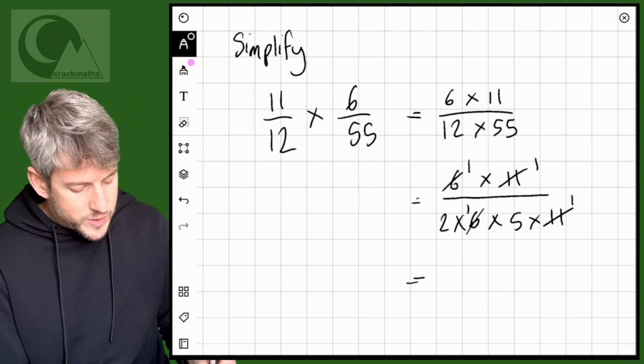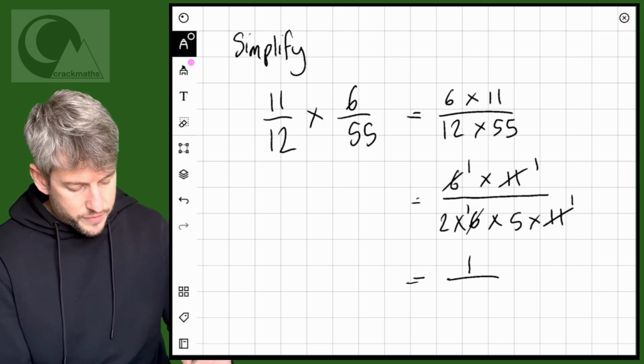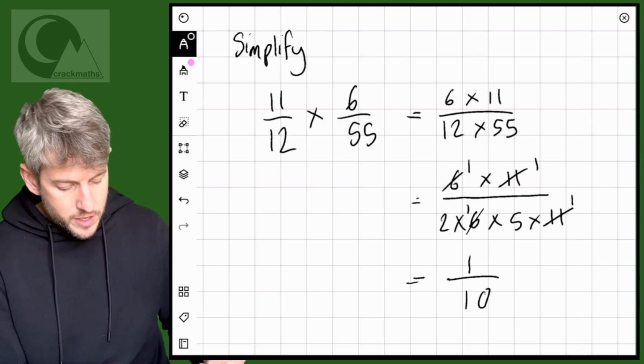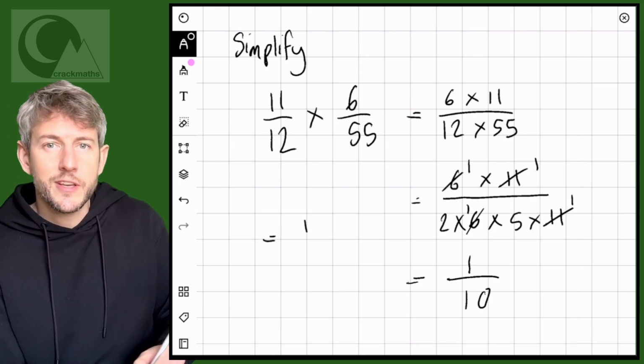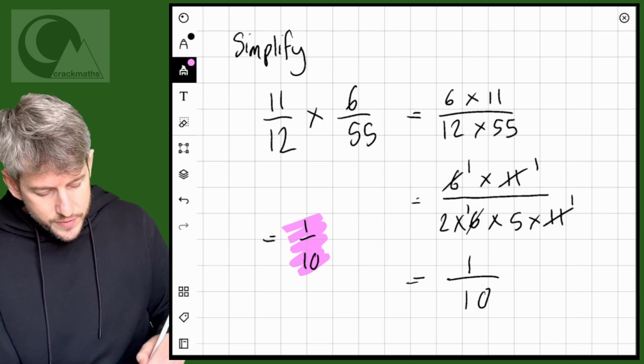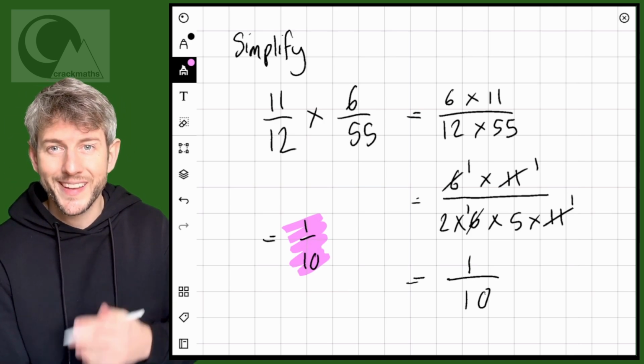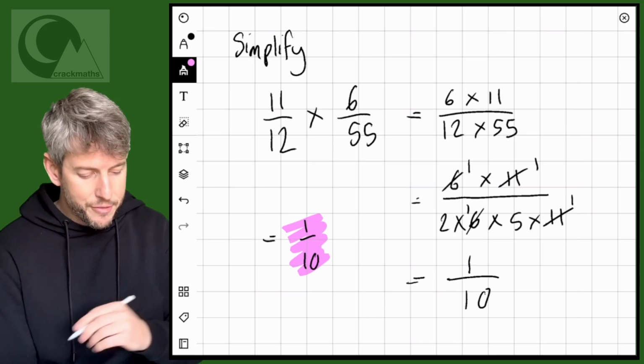But now we've got 1 times 1 on the top, which is just 1. And then on the bottom we've got 2 times 5, it's 10. So I know that this calculation is equal to 1 over 10. And I was able to do that nicely without having to use my calculator because of this cancelling down method.